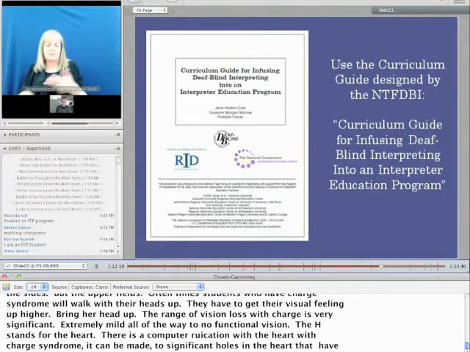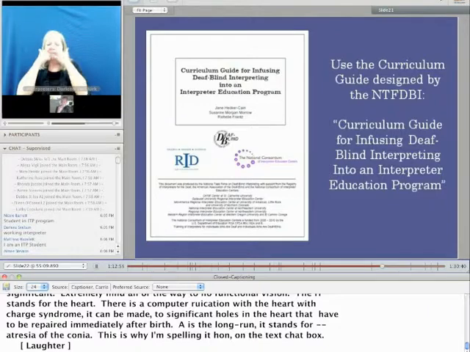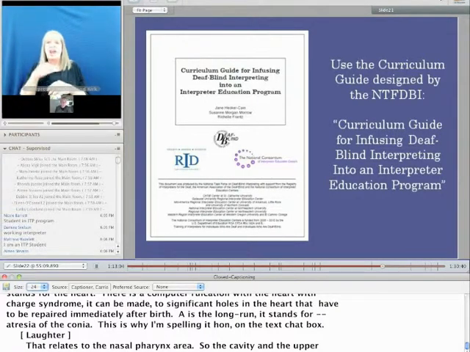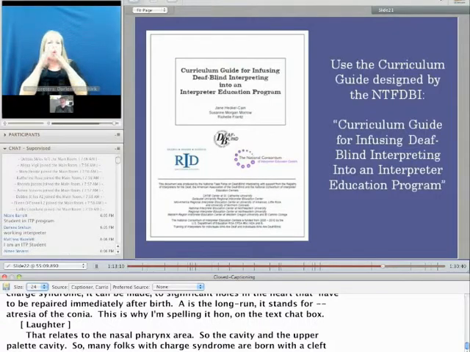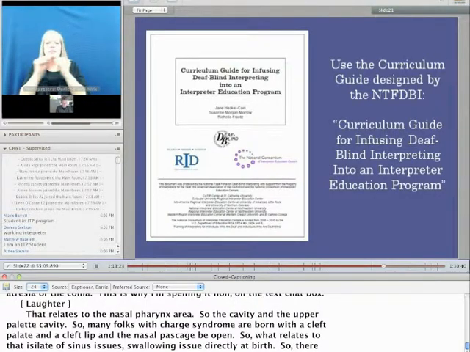A is the long one. It stands for atresia of the choanae. This is why I'm spelling it in the text chat box. That relates to the whole nasopharynx area, so the whole nasal cavity and the upper palate cavity. And so many folks with CHARGE syndrome are born with a cleft palate, a cleft lip. The actual nasal passage can be blocked. And what relates to that then is a lot of sinus issues, swallowing issues directly at birth. And so there are usually a lot of corrective surgeries performed to put all those pieces back together where they're supposed to be.